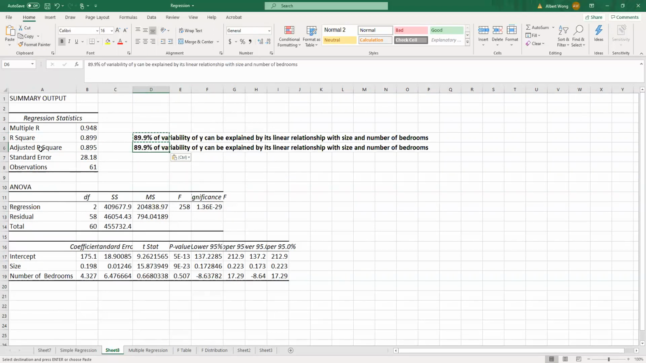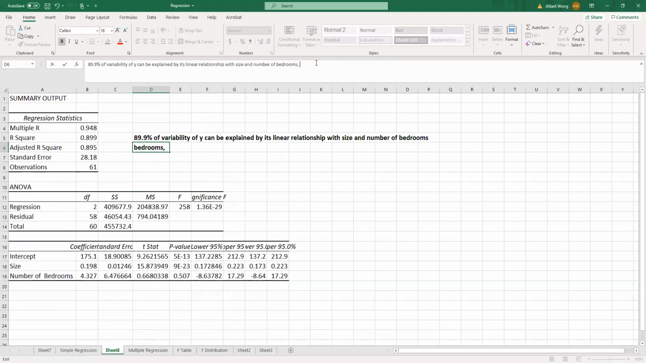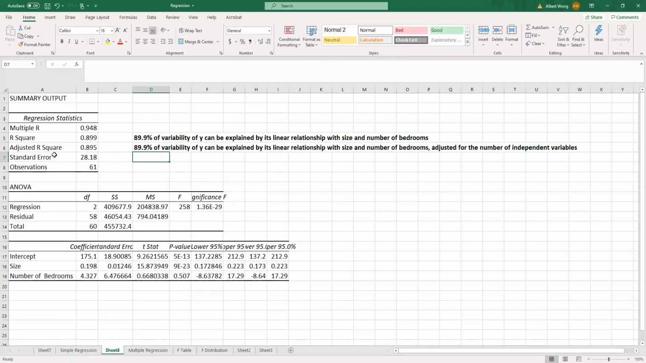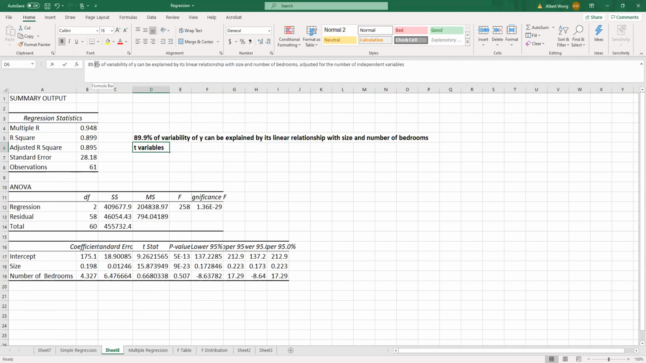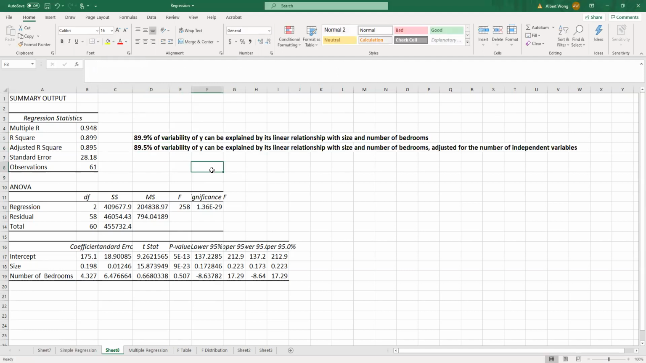So the interpretation of adjusted R squared is exactly the same, except what? Except that we have to say something at the end, right? Adjusted for the number of independent variables. Because there are two independent variables, R squared would be adjusted by that. And so the number is a little bit smaller in this case. So it's still 89.5. Right, so 89.5 obviously is a very good number.